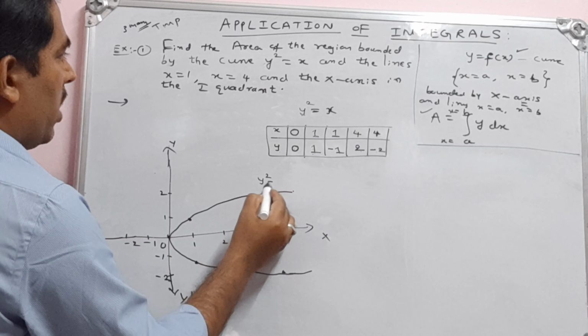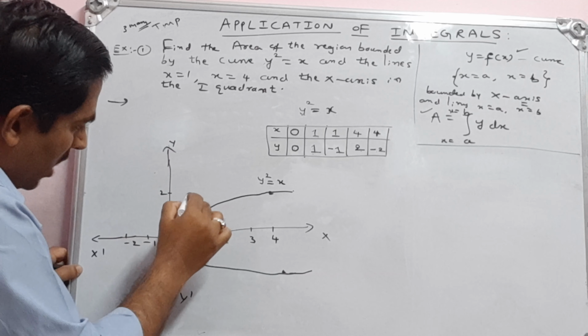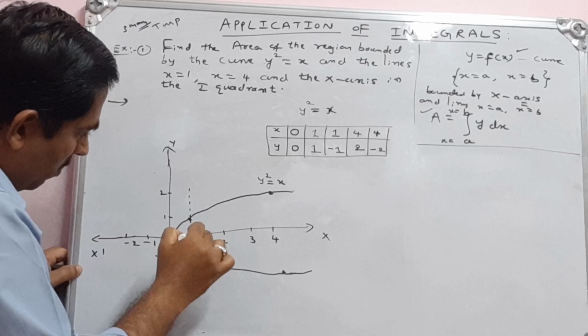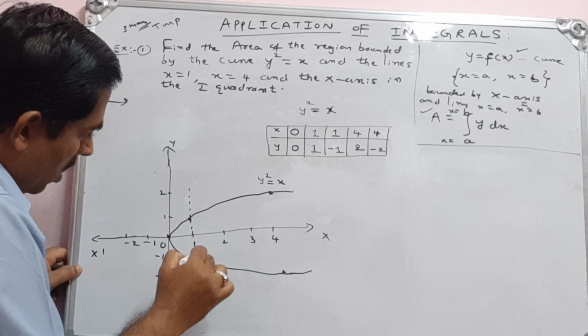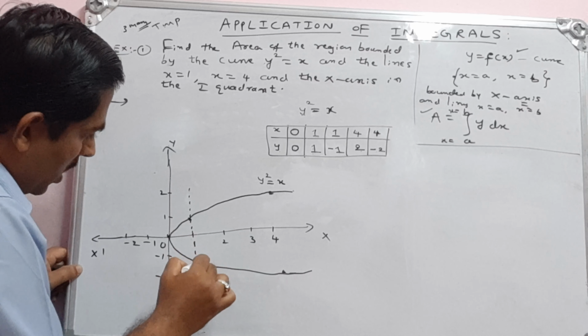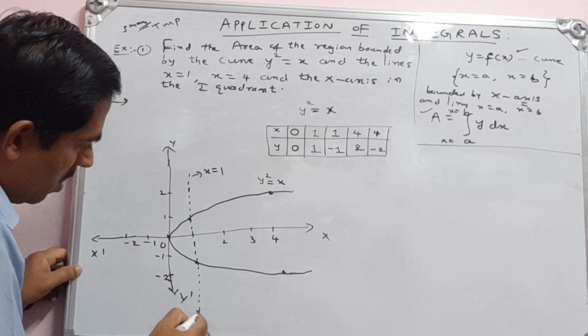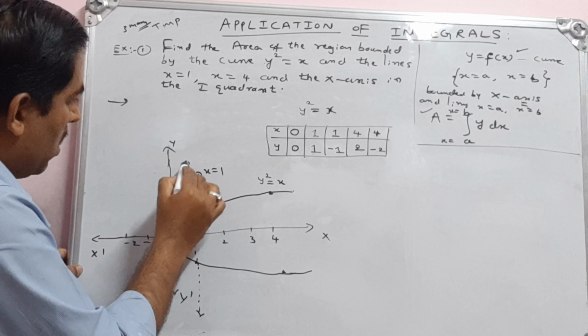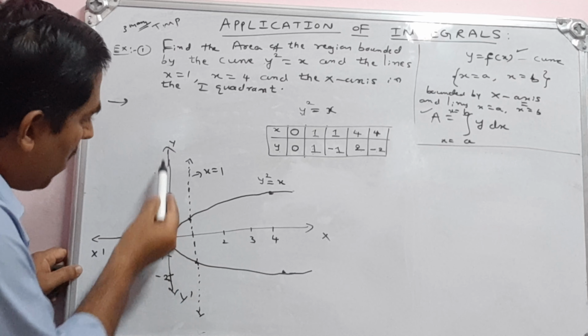Then they have given the lines x is equal to 1, x is equal to 4. Where is the line x is equal to 1? x is equal to 1 is a line parallel to the y axis. Generally, we have taken x is equal to a, that is x is equal to 1. Observe this, understand this problem. So x is equal to 1 is a line parallel to the y axis.